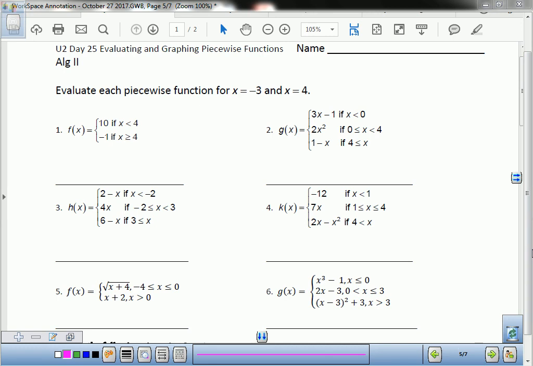All right, today's notes involve more piecewise functions. We're going to look at 2 things today. We're going to look at how to evaluate and how to graph some piecewise functions.